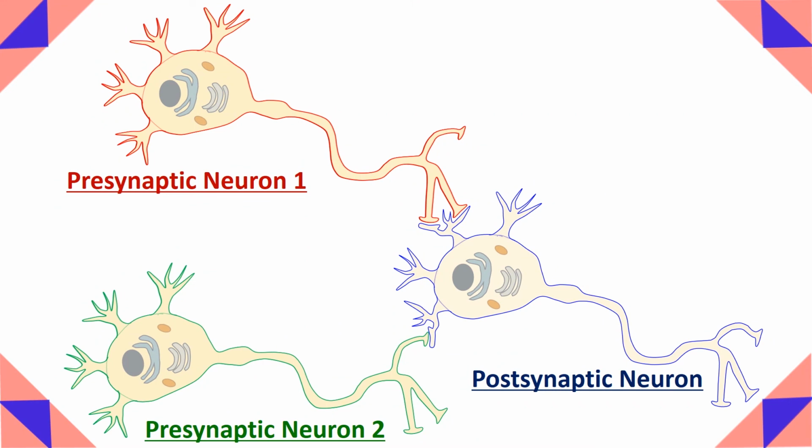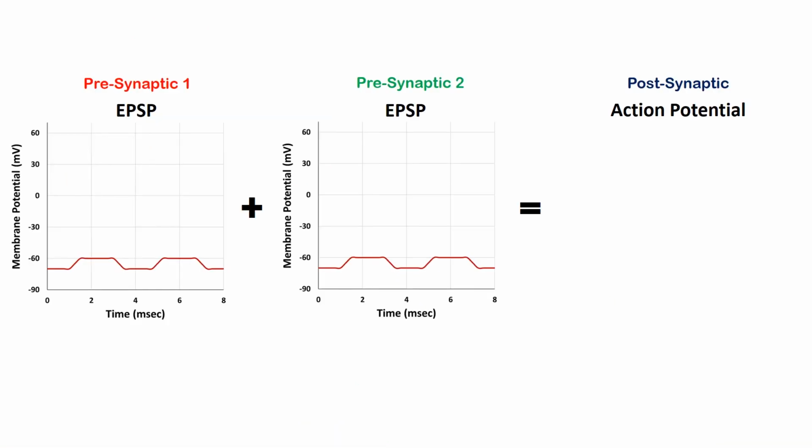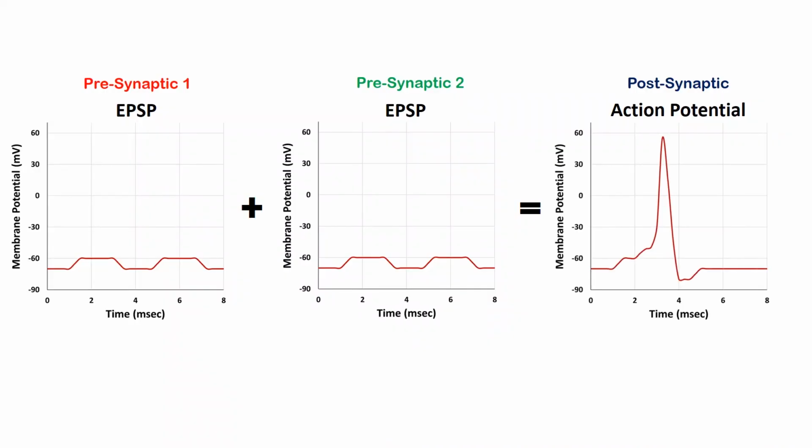The second way in which we might see this is if we have a presynaptic neuron number 1 that is firing a signal that is insufficient to trigger the action potential. However, the combined effect of a second EPSP from presynaptic neuron 2 may be enough to bump that depolarization high enough that the postsynaptic neuron is able to initiate its action potential. In this case, the postsynaptic neuron only actually fires when both presynaptic neuron 1 and presynaptic neuron 2 send signals simultaneously.